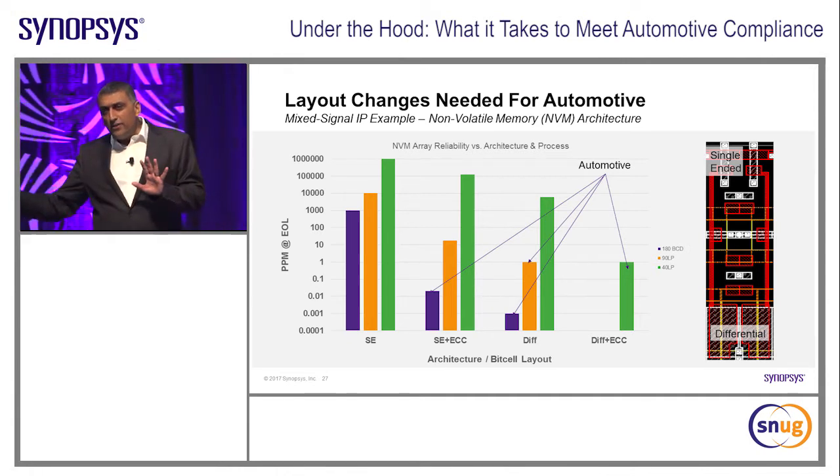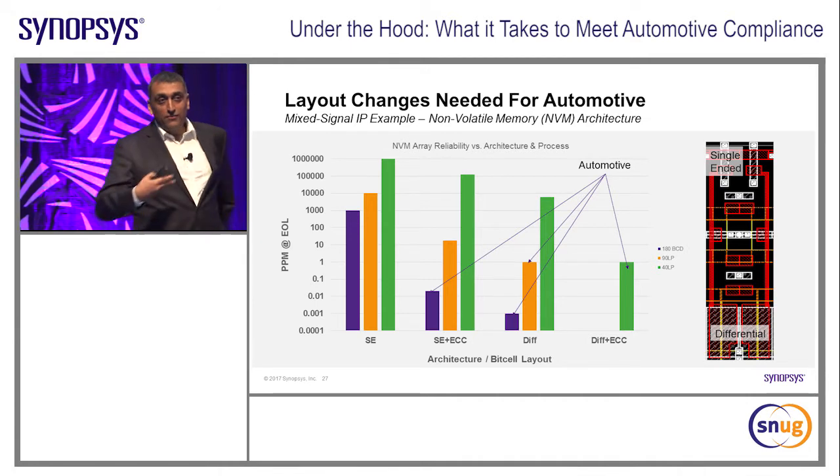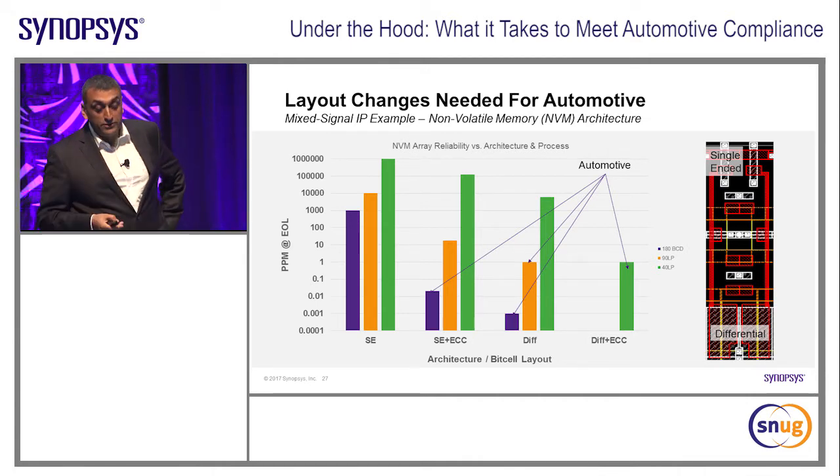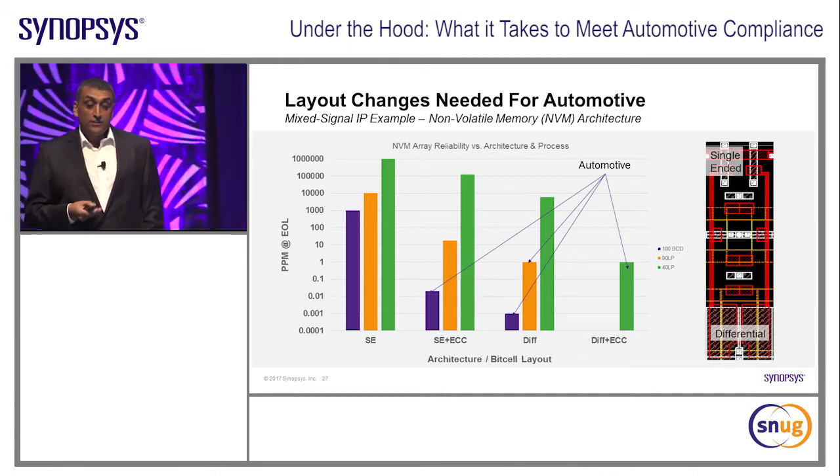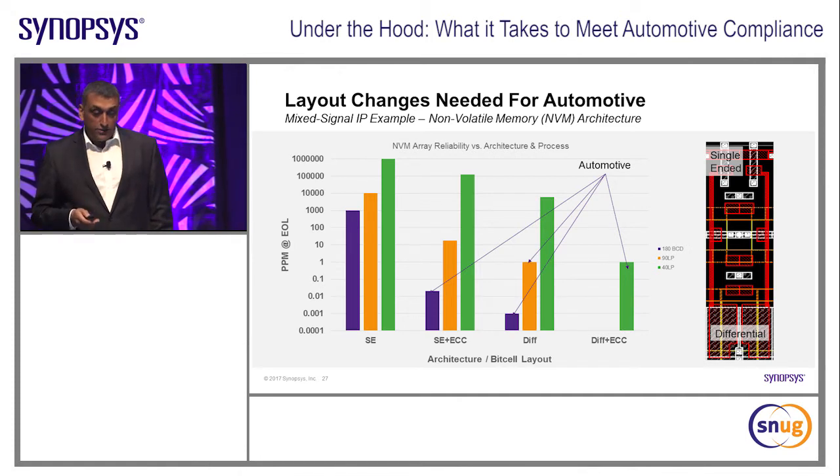So I talked about 7 and 16 and 14. I also want to give you perspective that not all automotive chips are in those leading edge nodes. So this is an example of something that's in a more established node.